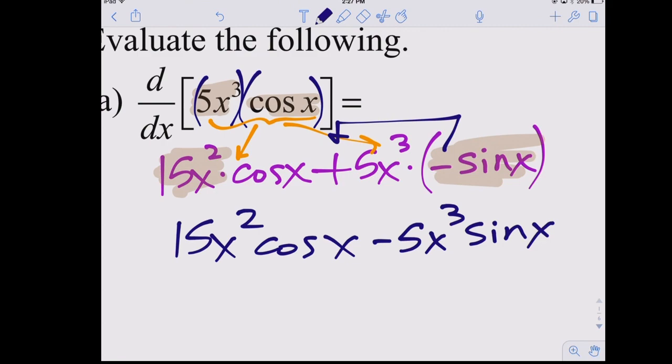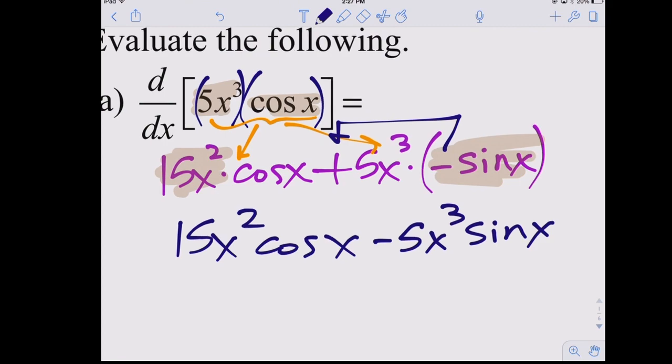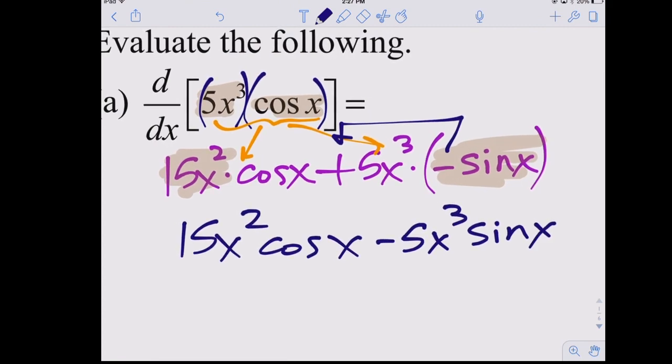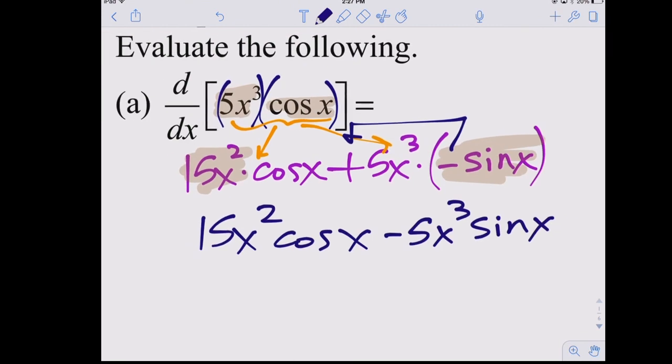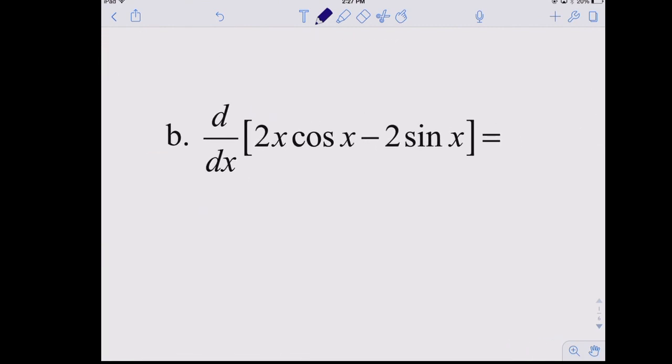Any questions on that one? That one's done, yeah. So tomorrow on the test, that could be an answer choice right there. Any other questions on that one? We'll practice some more. Letter B, here's letter B.